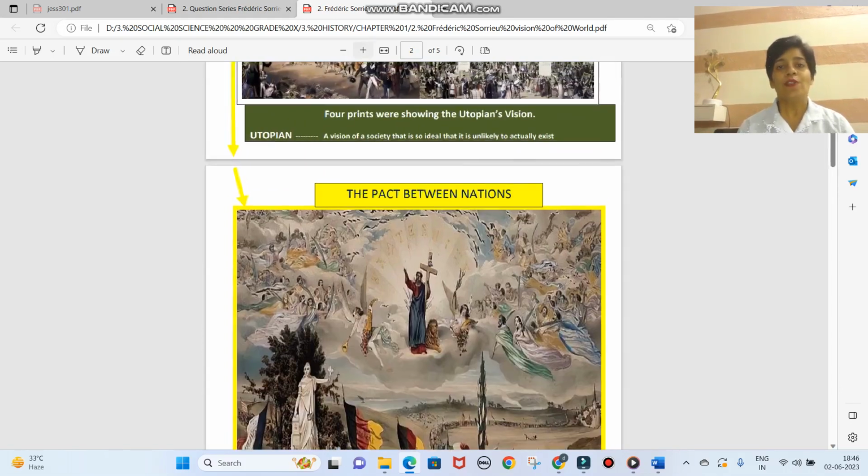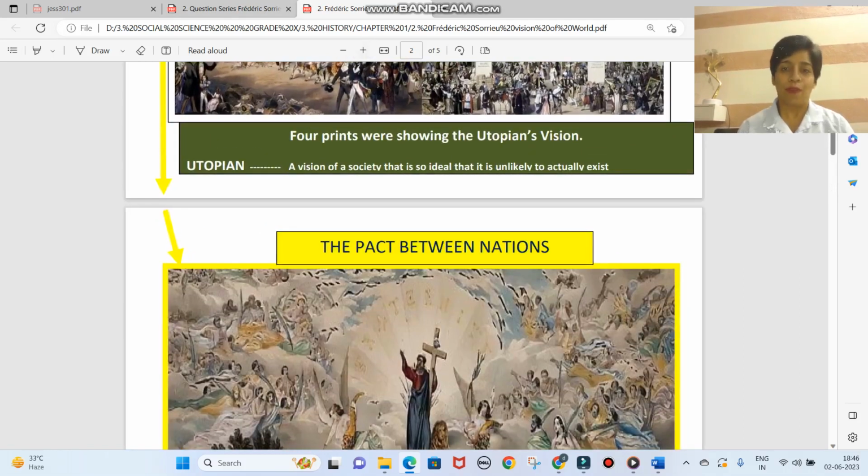We can say that those 4 prints were actually based upon a utopian vision. What's the meaning of the term utopian? Utopian means a kind of society that is so ideal, so perfect, but something which was not existing at that point of time.